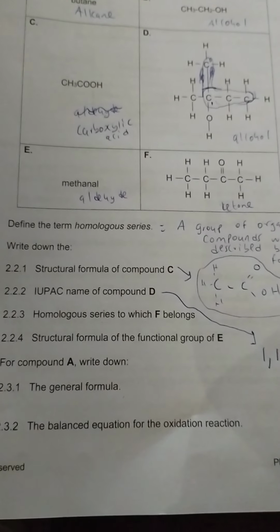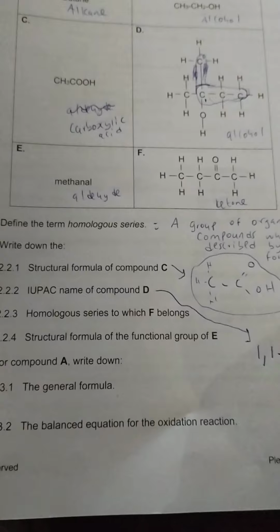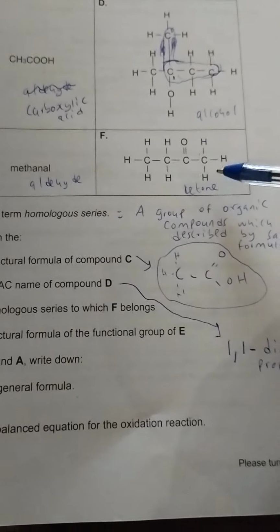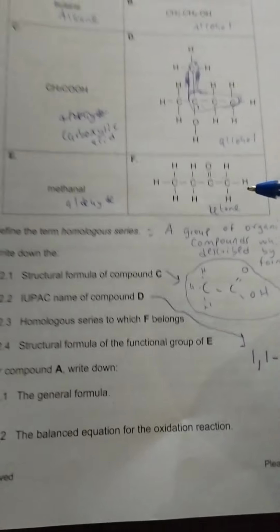2.2.3, the homologous series to which compound F belongs. Remember, I've already filled them up. F is this one. F is a ketone, because I already filled it up. That's how many marks? 1. Okay. F is a ketone.